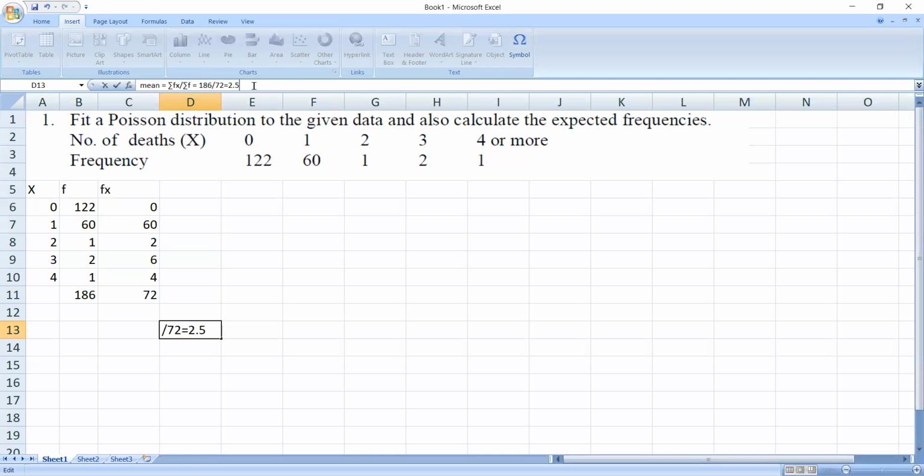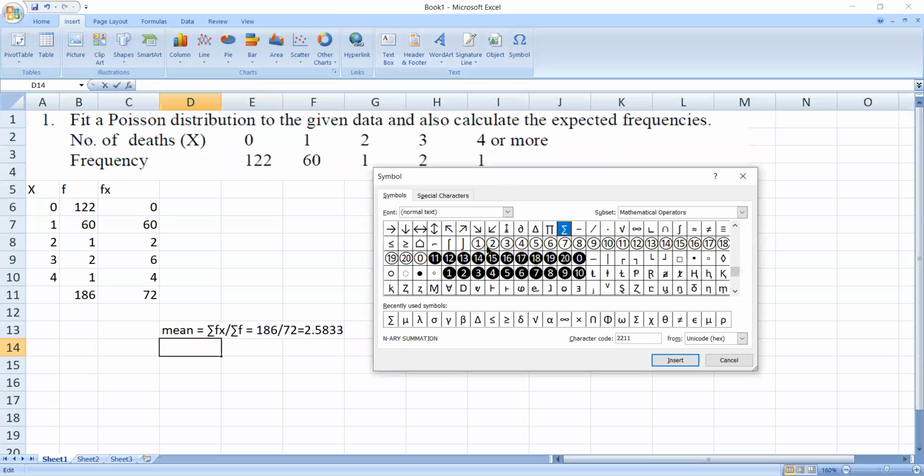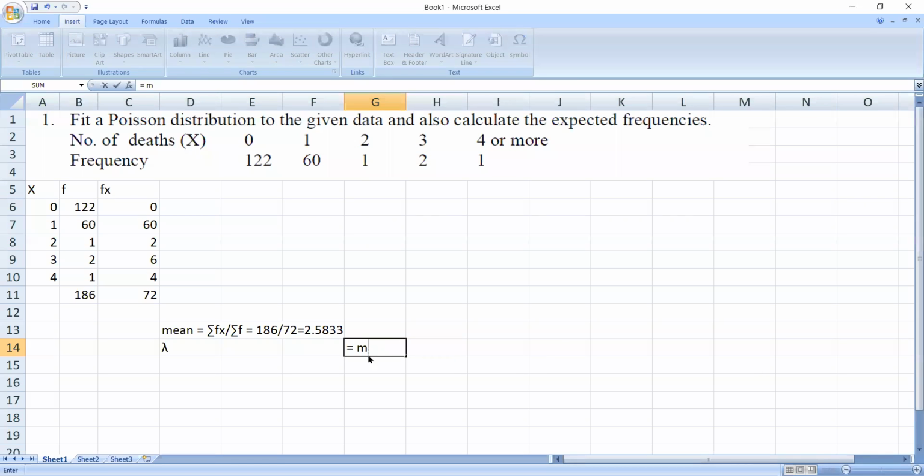So we'll get mean as 2.533. So lambda is equal to 3. So lambda equals population mean.